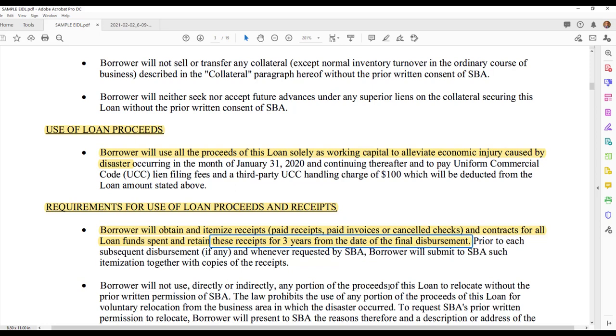Now, it may be too late for some of you this late in the game, but if you did that, great. That would be the most ideal situation. But if you didn't, for every single receipt that you used the funds for, you need to scan it, put it in the cloud, save it in a fireproof safe, and be ready for an audit.